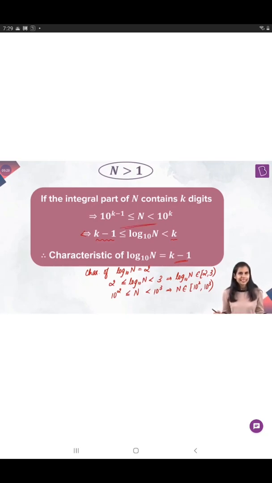Got it? Easy, right? Now, before I talk about the second strategy, which is to compute characteristic corresponding to inputs between 0 and 1, let me tell you a wonderful application of this that we just studied. Let's say I ask you, how many digits are there in 2 to the power 5? Well, this is pretty simple to compute. 2 to the power 5 is 32, so there are 2 digits in 2 to the power 5.